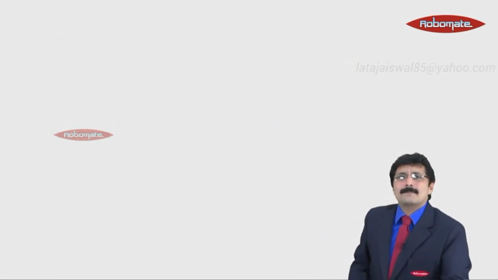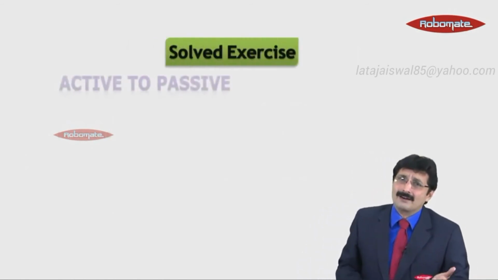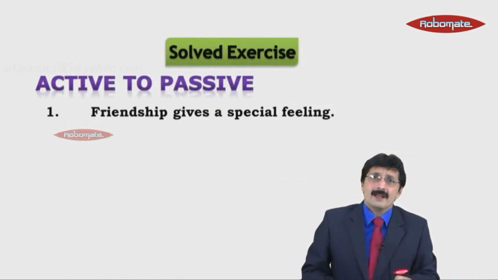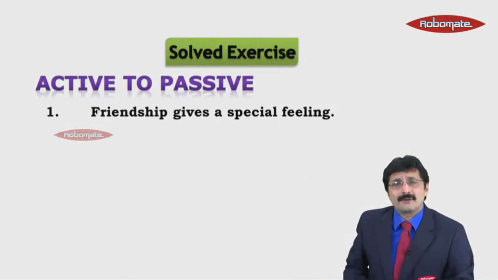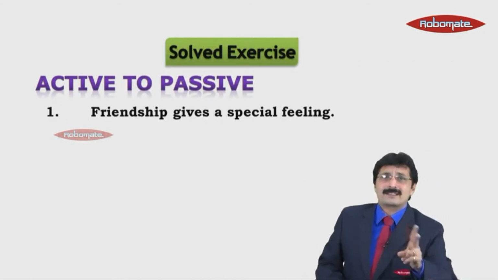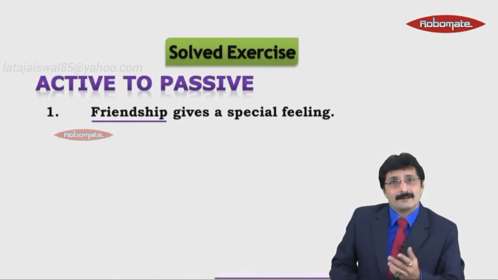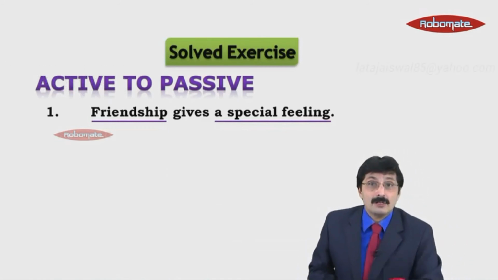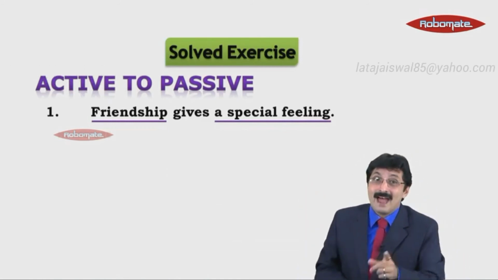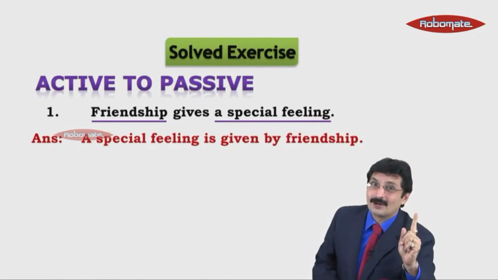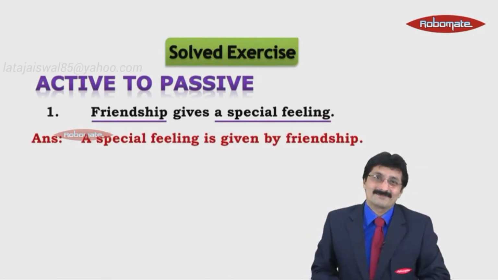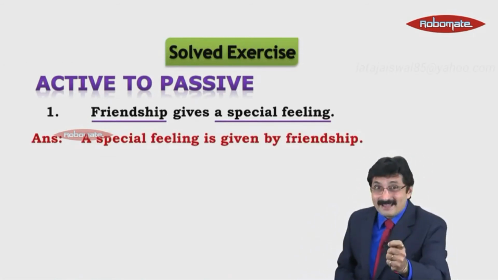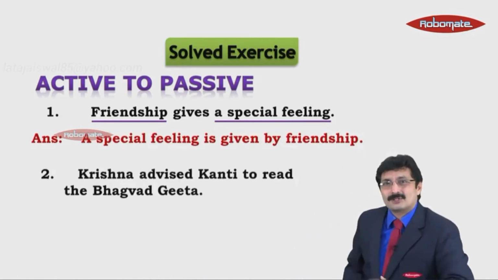Let me give you a simple example. Here we are. Friendship gives a special feeling. Swap the subject and the object. Friendship, special feeling. But keeping the tense constant, present tense active, am, is, are passive. And so here is my answer. Easy, my friends? Absolutely. Let's have a look at the next one.